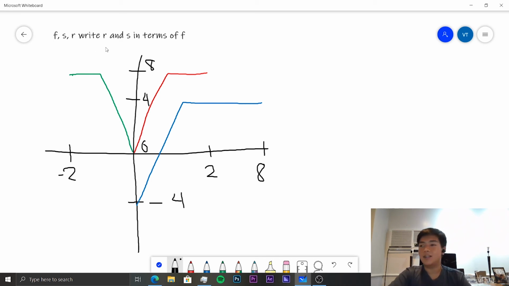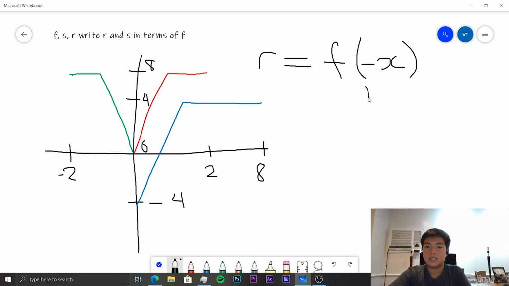So let's tackle r first. As we can see, r is a reflection of f in the y-axis. And what does that tell us? That means that r is equal to f of negative x. If you remember, this gives us the reflection in the y-axis.